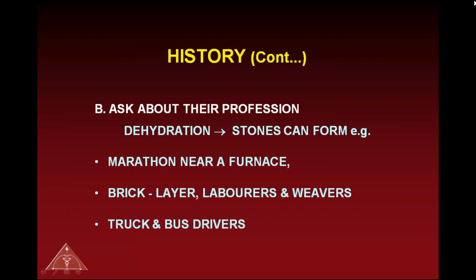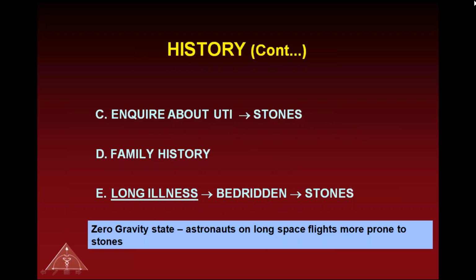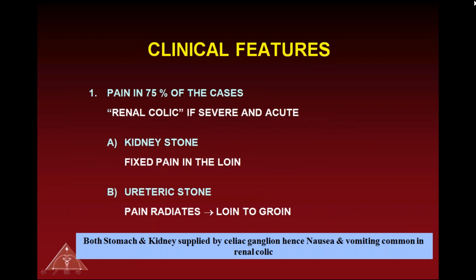So continue to ask history about all of these. Kidney stone, I told you the clinical features. It's a fixed pain in the loin, whereas ureteric pain radiates from loin to groin. Sometimes children will point to the pain at the end of micturition, they'll point to the urinary meatus, so like that.